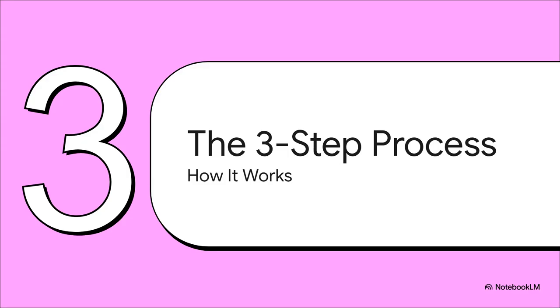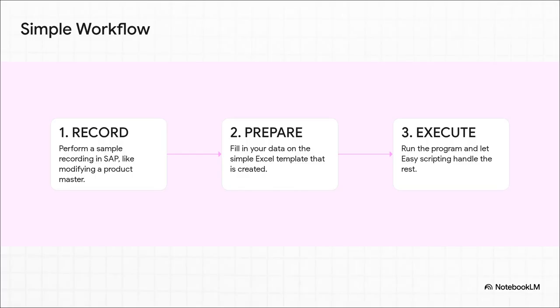Well, it all boils down to a brilliantly simple three-step process. First up, you record. You just perform the task one time inside SAP as a sample. So let's say you need to update 1,000 product masters. You'd simply record yourself changing one of them. Second, you prepare. That recording automatically generates a simple Excel template for you. All you have to do is fill in your data. And finally, you execute. You just click Run, and easy scripting takes over and handles everything automatically.